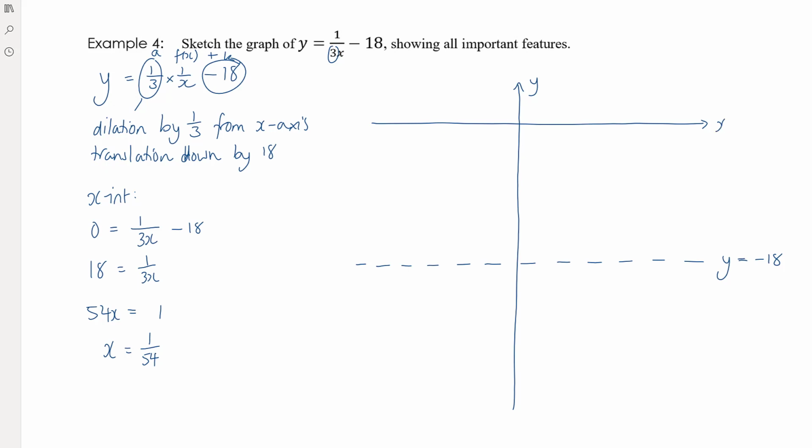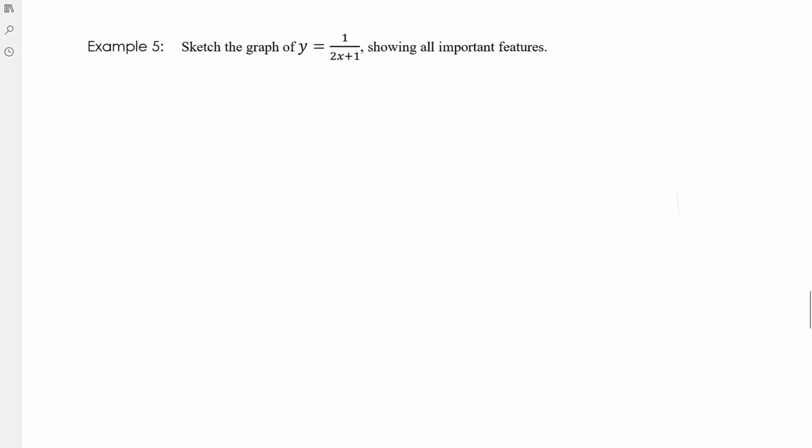Okay, so very small x-intercept. Again, we don't have any other x scale, so it doesn't really matter where it goes, but we do want to give the sense that it's quite close to the y-axis. Alright, so we should be able to draw in our graph. Okay, and we're going to mark our x-intercept at 1 on 54, 0. We haven't got a y-intercept, but that's okay, we've got at least 1 point, and we've got both our asymptotes, y equals negative 18 and x equals 0. Okay, example 5, I think it's the last one. No, we've got one more.